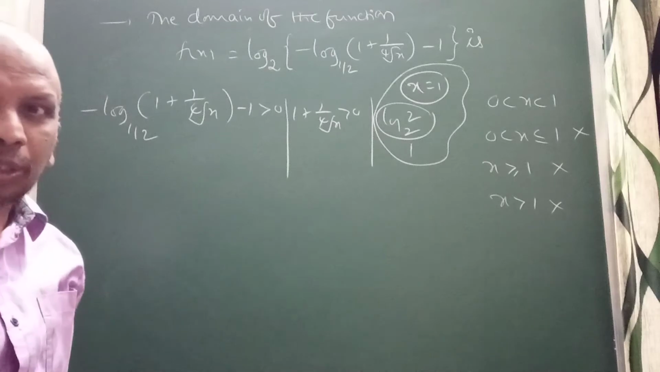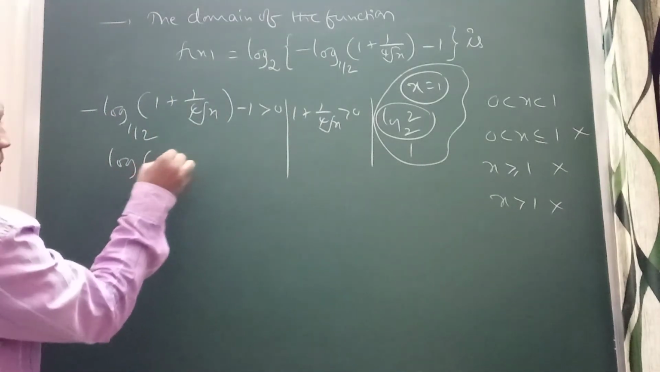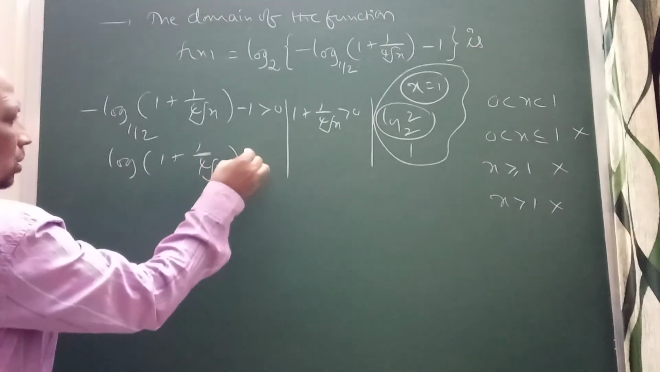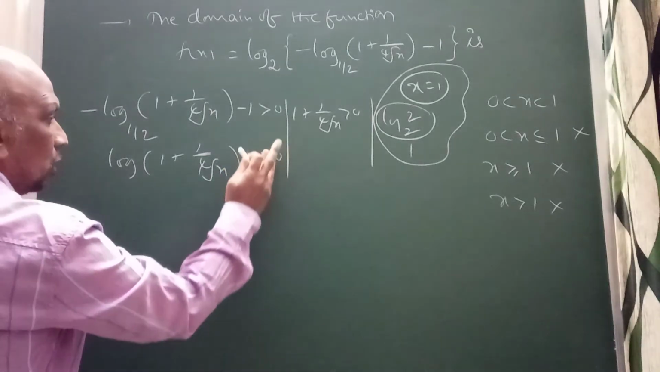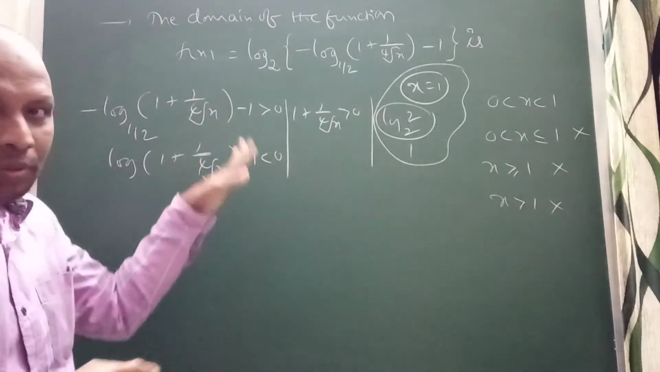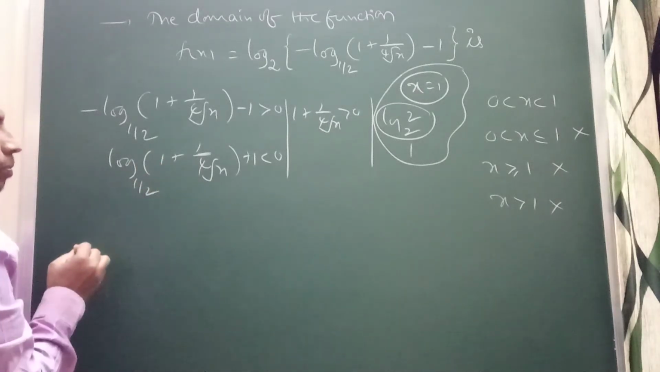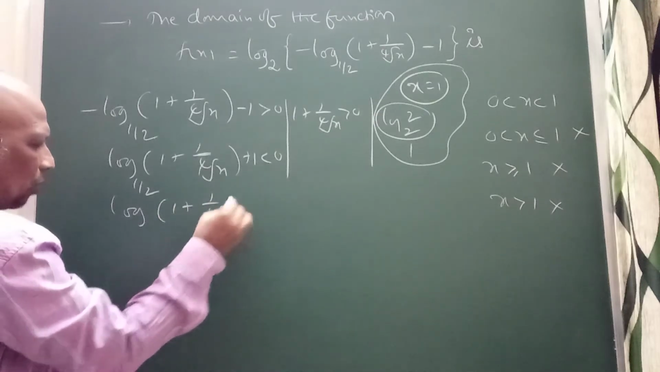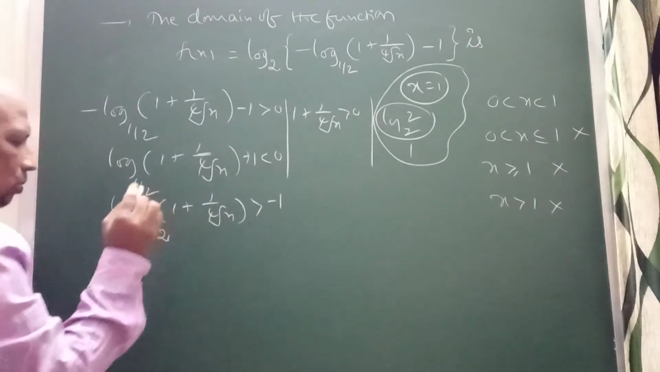This everything is positive. If you multiply with the negative, this will become log of 1 plus 1 by 4th root of x, plus 1 greater than 0. Sorry, less than 0. Why? Because we multiply with the negative, greater than becomes less than. Now this one is base 1 by 2. So log of 1 plus 1 by 4th root of x is greater than minus 1 base 1 by 2.